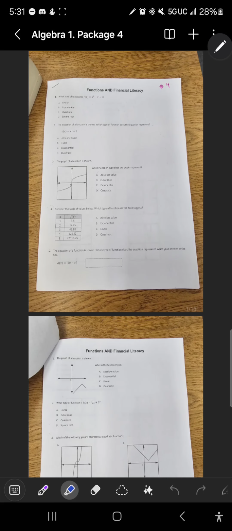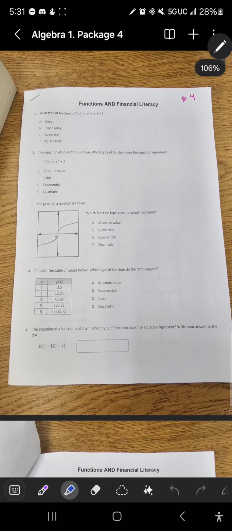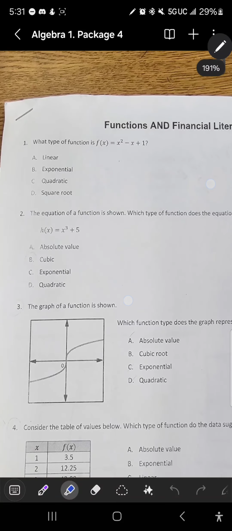But here we are. So today we're going to start Unit 4, Package 4. We're going to do functions. Let's get to it. Okay, what type of function is this one? x squared minus x plus 1.